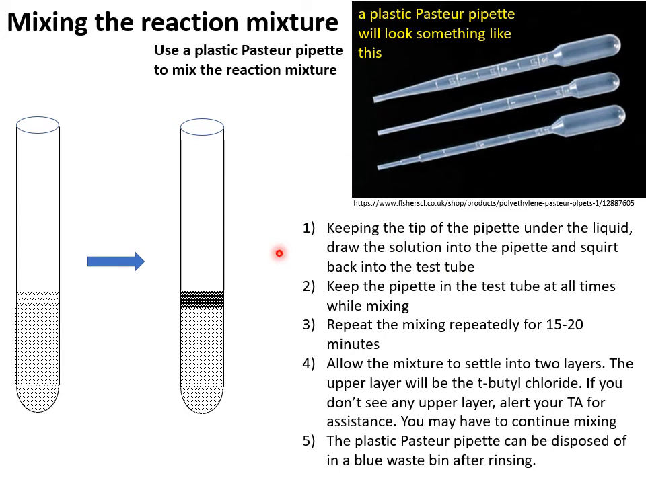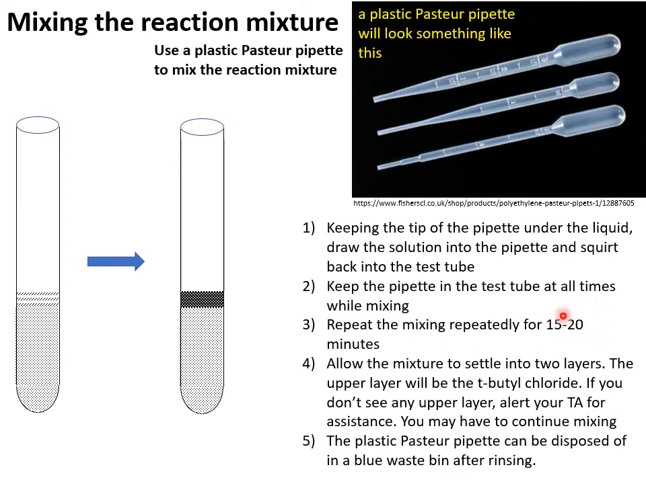So what are the steps for mixing with the pipette? You have to first keep the tip of the pipette under the liquid and draw the solution into the pipette, and then lift up the pipette and squirt it back down. Keep the pipette in the test tube at all times, right? You don't want to spill any HCl or product. Keep repeating for 15 to 20 minutes.